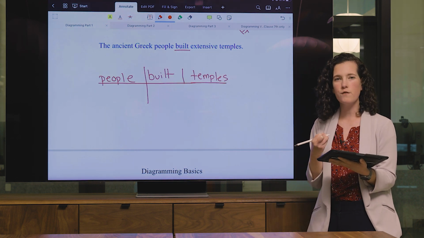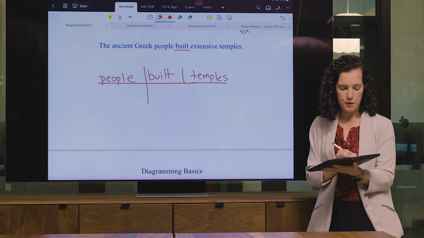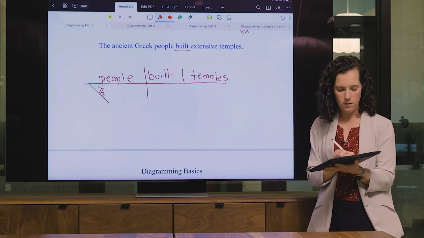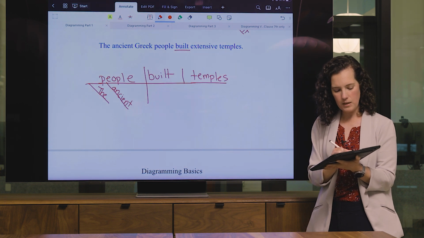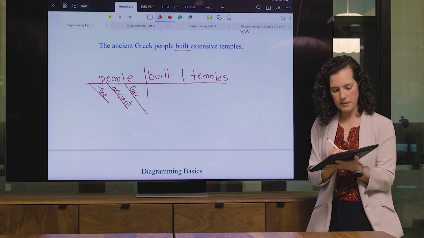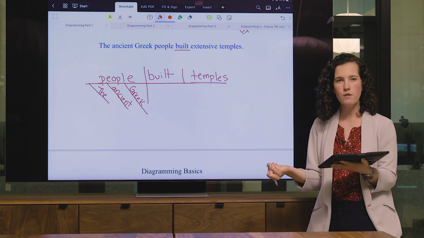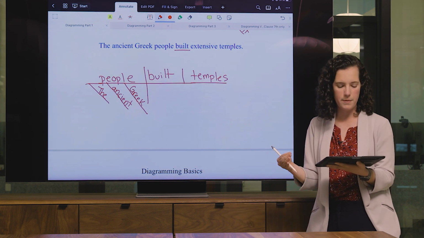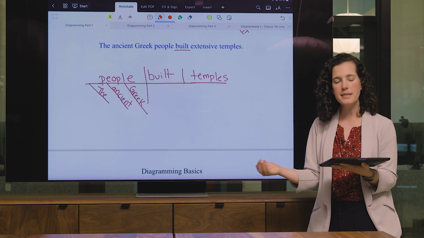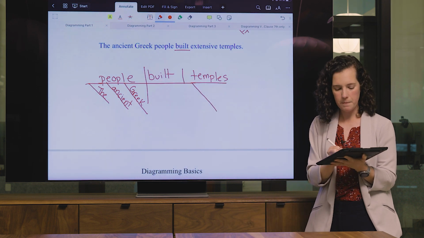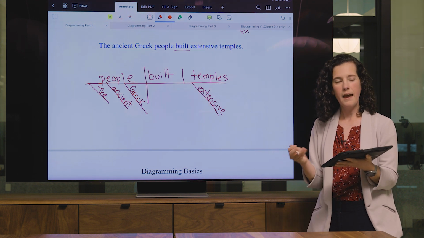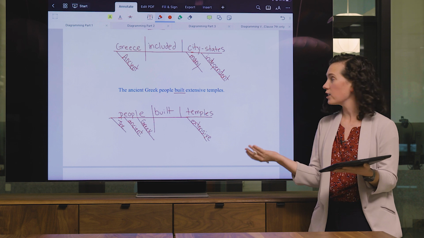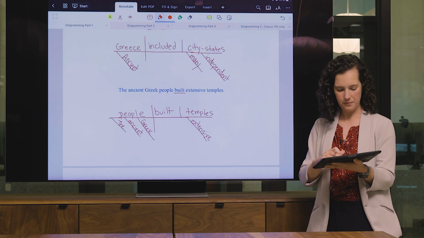And then the remainder of our words are adjectives. The describes the people. Ancient describes the people. And Greek describes the people. So each of those are separate adjectives describing the people. And then extensive describes temples, showing you how large they are. They are extensive. And that is how you add adjectives to your diagrams.